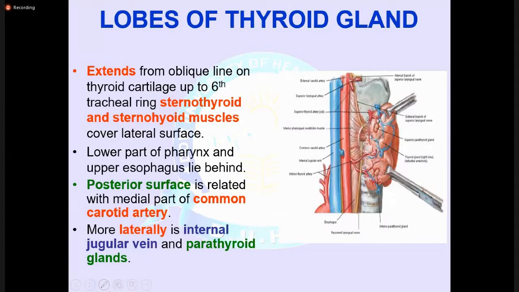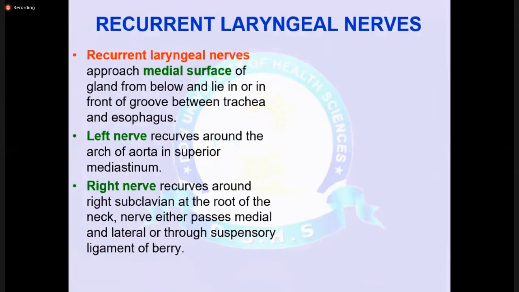The posterior surface, this is the posterior surface. So we have the lateral surface of the thyroid gland, we have the medial, we have the posterior surface, and then you have the anterior part being related to the isthmus. The posterior surface is related to the medial part of the common carotid artery, and more laterally the internal jugular vein and the parathyroid gland. So again, one of the important structures that you have posteriorly is another pair of glands, which are known as the parathyroid glands.